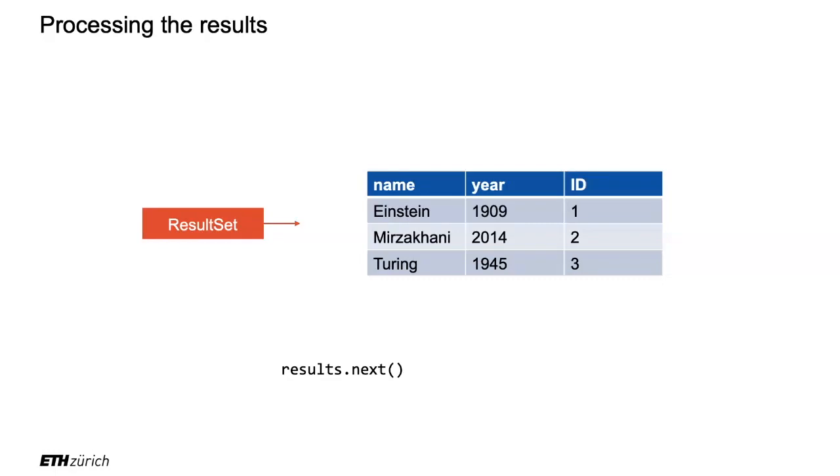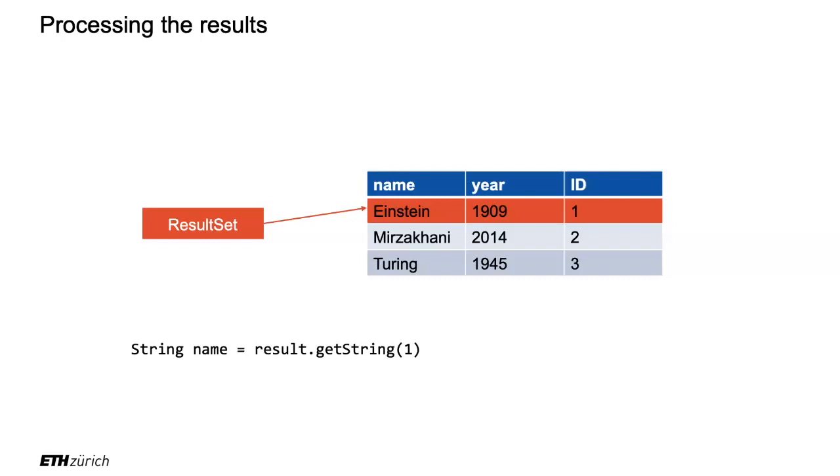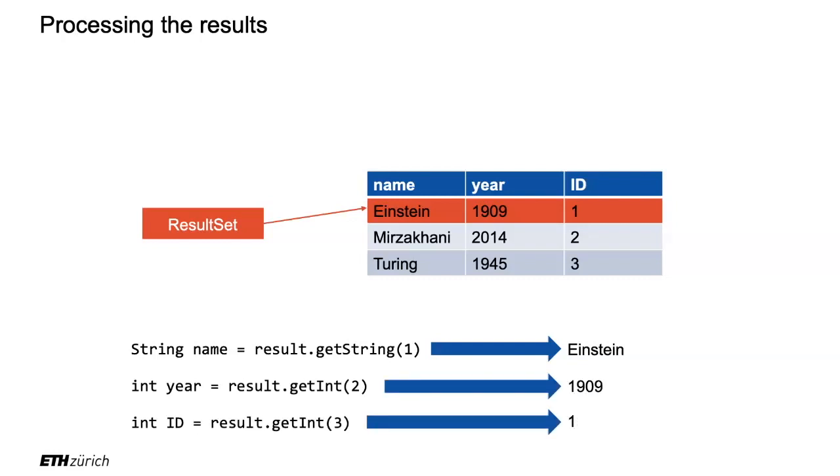Every time you call next, you go to the next row. So you're going to first be on the Einstein row, then you call next, you're going to be on the Mirza-Kani row, and then you call next, and you're going to be on the Turing row. Then you call next, and then you're going to notice that it's the end, right? So at the beginning, you're pointing to the first row, and then you have some function that says, now that you're here on the first row, get string 1. So in that case, you're saying the first attribute, that is name, what is that string, that's going to return Einstein. Then you might wonder what the year is, then you just say get int 2, and that gives you 1909, and then get int 3, that gets you 1.